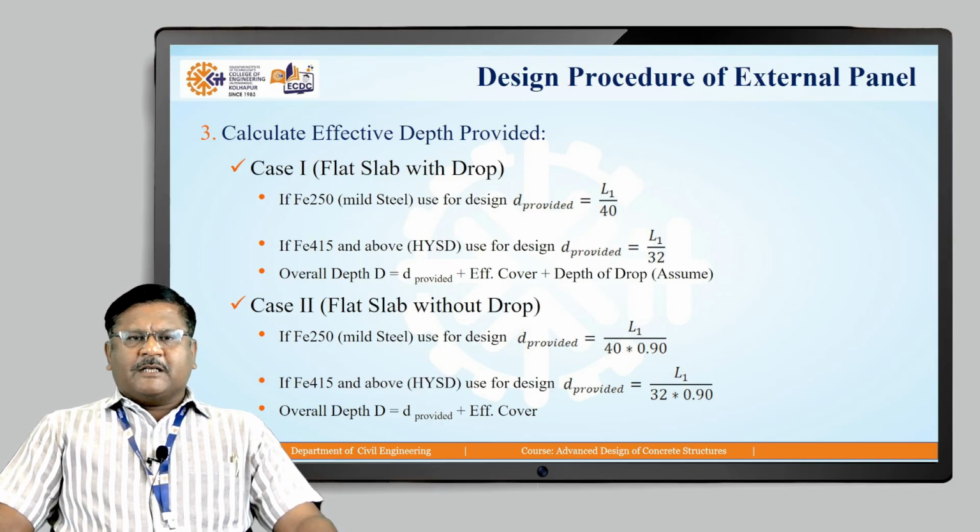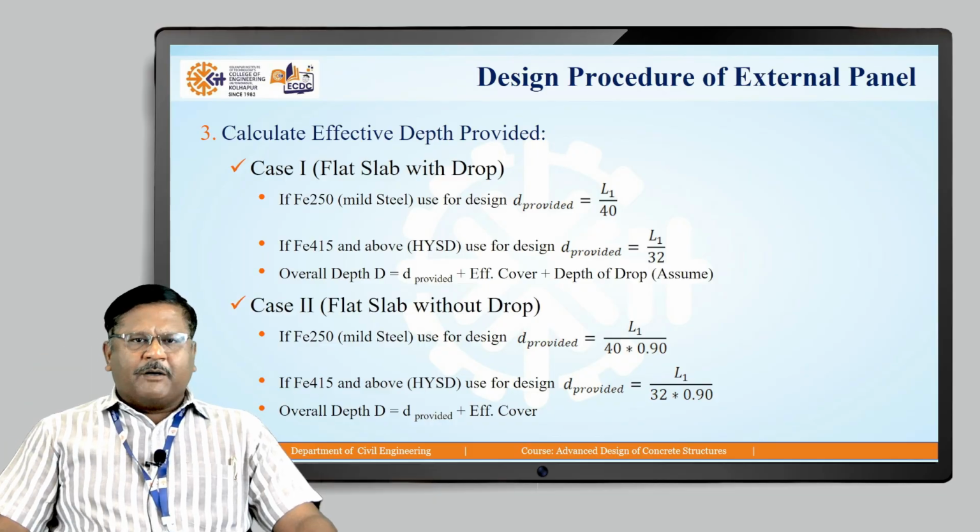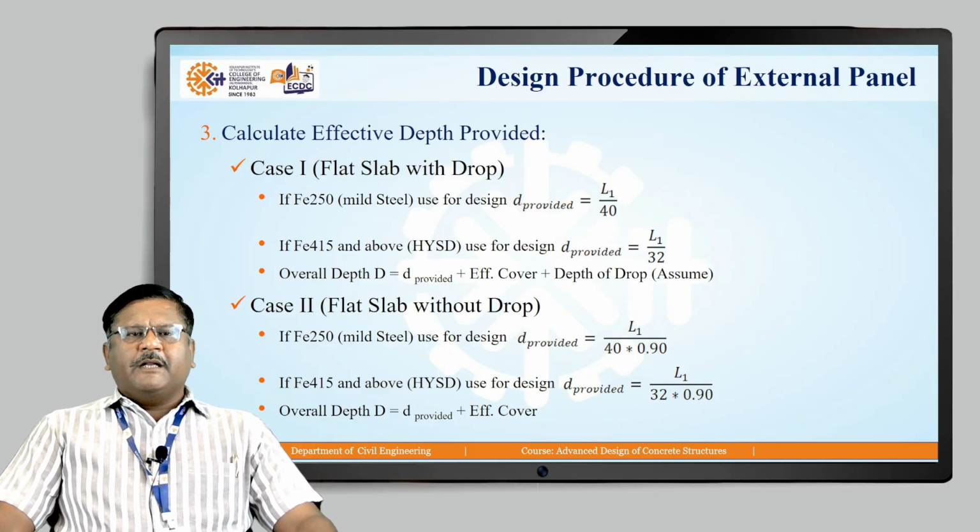Second case is flat slab without drop. If the flat slab is provided without drops, then you reduce the factor by 10%. So the formula is D provided is equal to L1 upon 40 into 0.9, that is only 90% value is considered. And if higher grade steel is provided, then L1 upon 32 into 0.9. Then calculate overall depth: D is equal to D provided plus effective cover.